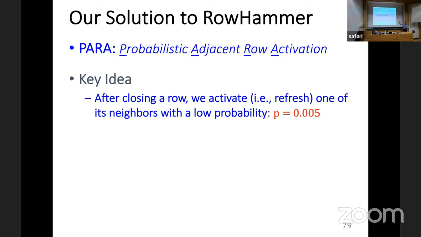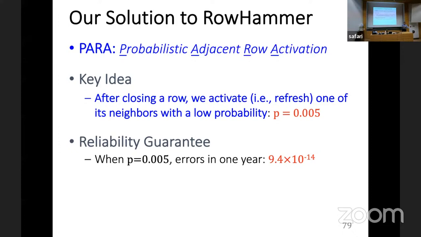Very simple idea. After you close a row, after the memory controller closes a row, it refreshes one or both of its neighbors with a very low probability, like 5 out of 1,000 times. And you can set this probability at the user level or at the program level or dynamically. And we show that with the RowHammer thresholds that we see.